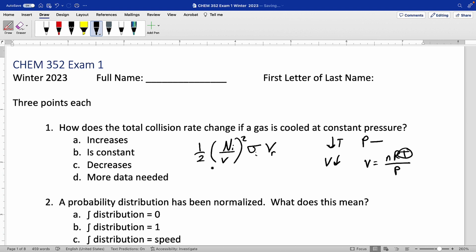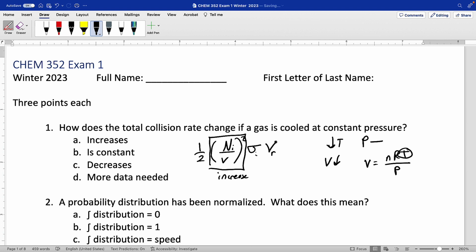And so this term is going to increase in proportion to the temperature decrease. So if the absolute temperature goes down by a factor of 2, the density goes up by a factor of 2, and then we're going to end up squaring that in this equation. Collision cross-section is essentially insensitive to temperature.